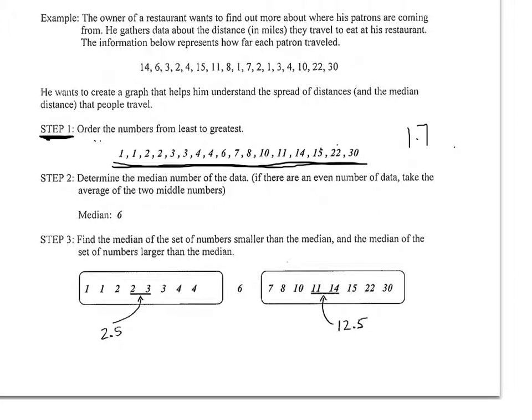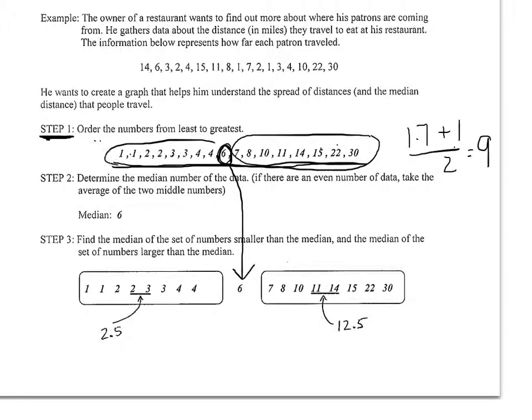So remember from yesterday, we add 1 to that. That's 18. Divide that by 2. The 9th number is the median. 1, 2, 3, 4, 5, 6, 7, 8, 9. That number right there is the median of the data. Now what we do is we've grouped this now into the upper half and the lower half. 6 is the median. It's dead center in the middle.